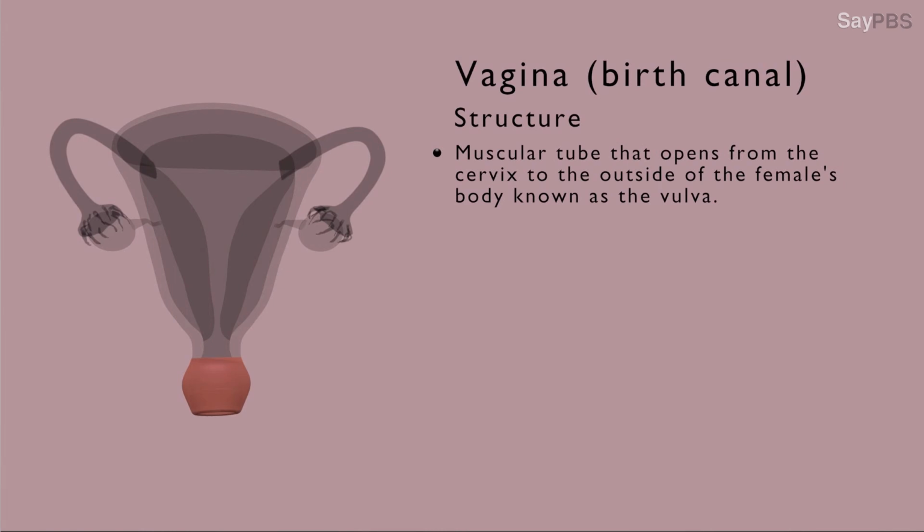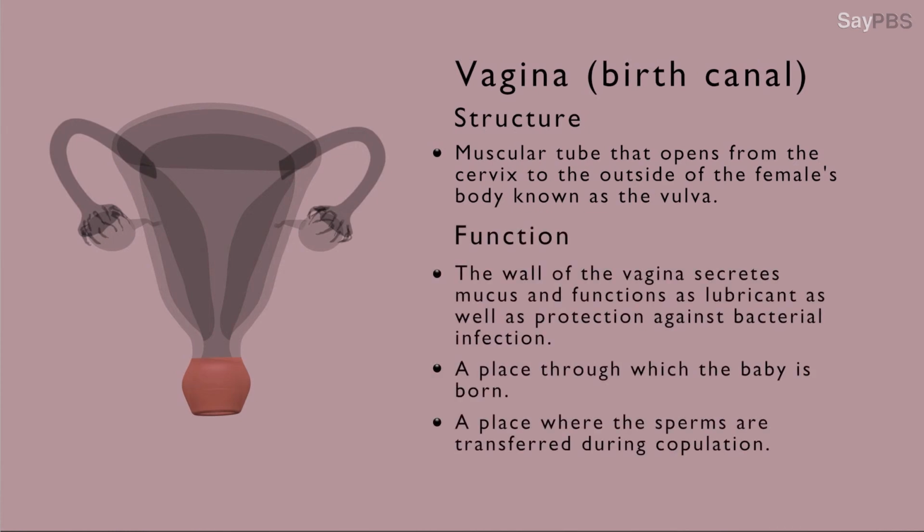The muscular tube that opens from the cervix to the outside of the female's body is known as the vagina. The wall of the vagina secretes mucus and functions as lubricant, as well as protection against bacterial infections. It is a place through which the baby is born and a place where the sperms are transferred during copulation.